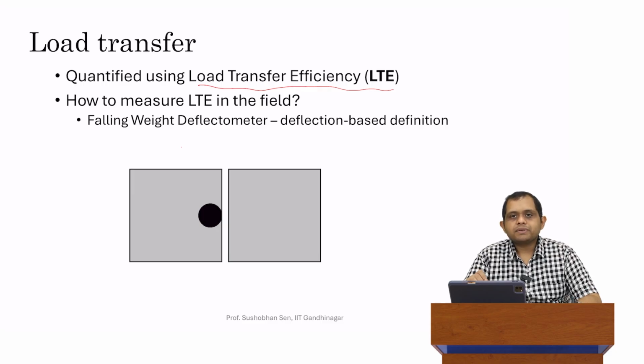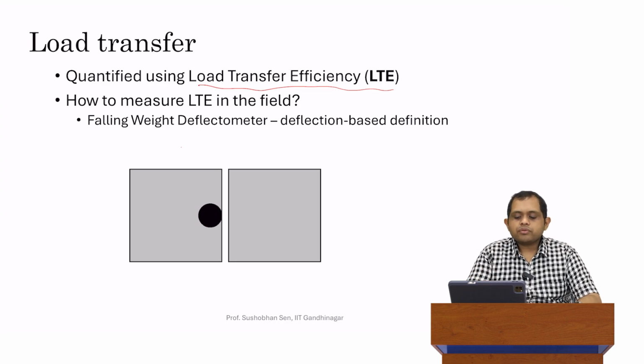Furthermore, it's also possible, depending on the definition of LTE being used, and we'll introduce certain definitions in a few minutes, that the load transfer can actually be measured directly in the field. Okay, let's see what we mean. So, for example, the picture I have over here, this is again of a two slab system. And if you assume the traffic is going in this direction, this black circle I have over here, that is the load. So it's moving from left to right in this diagram.